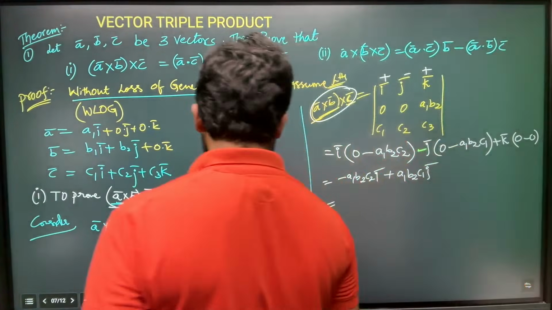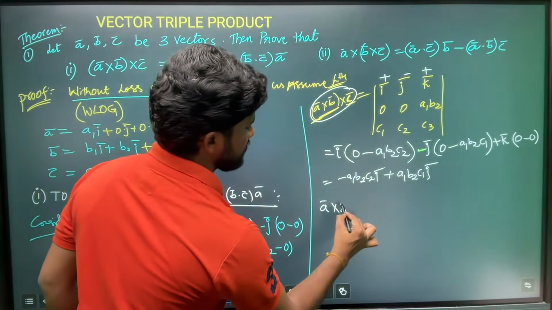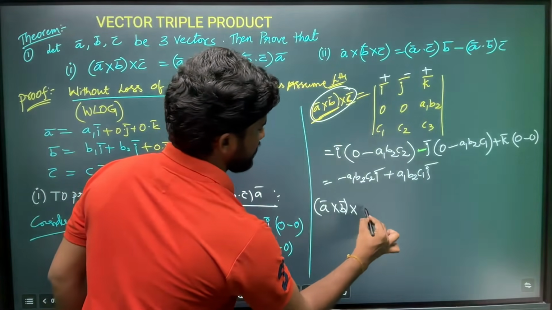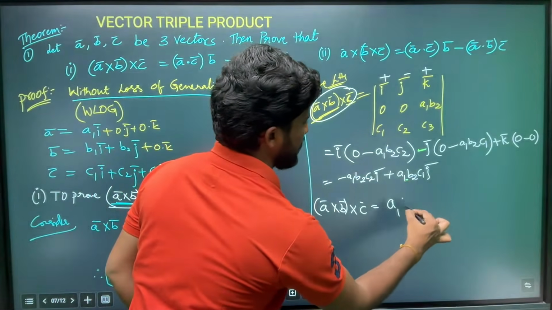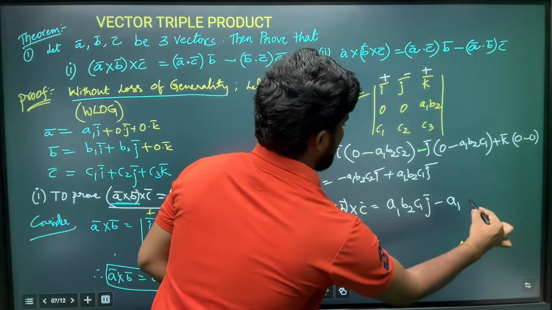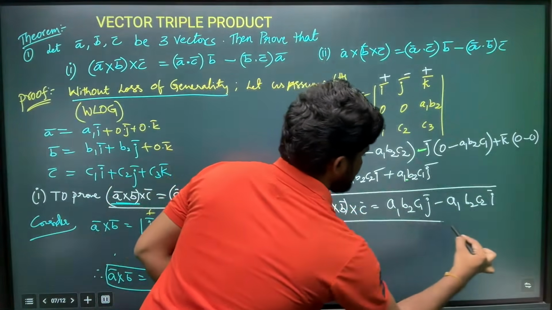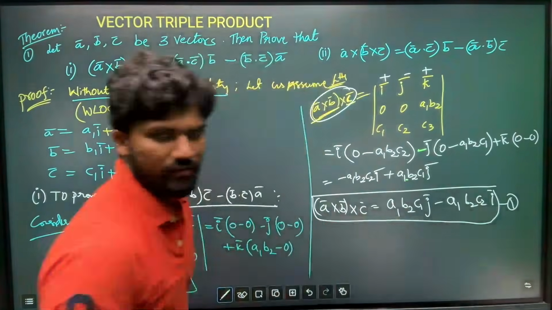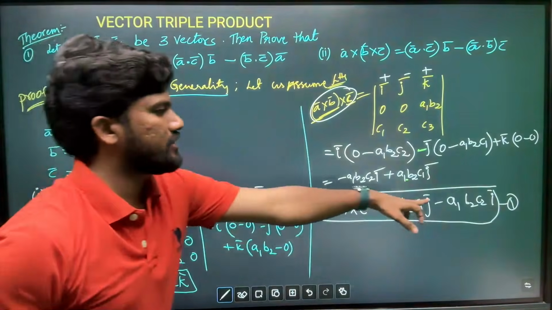So ma, I'm writing finally the LHS value: A bar cross B bar cross C bar is equal to, first write this positive value, A1 B2 C1 J bar minus A1 B2 C2 I bar. Clear? This is the LHS value. Take it as equation number 1. Okay, so that is equation number 1.